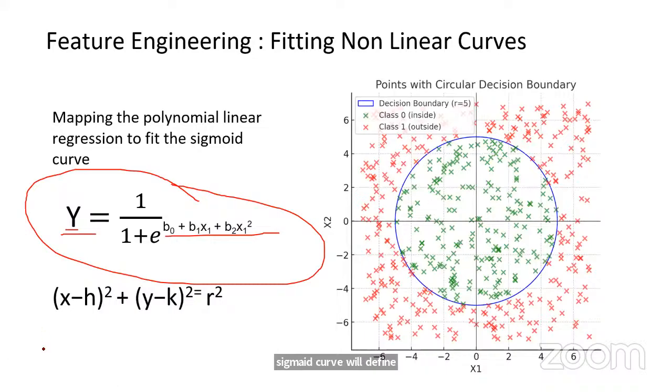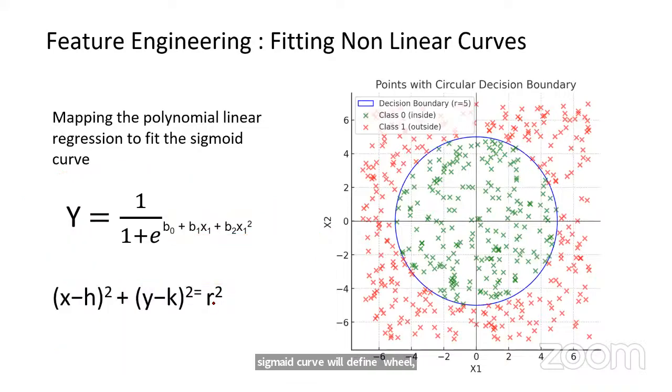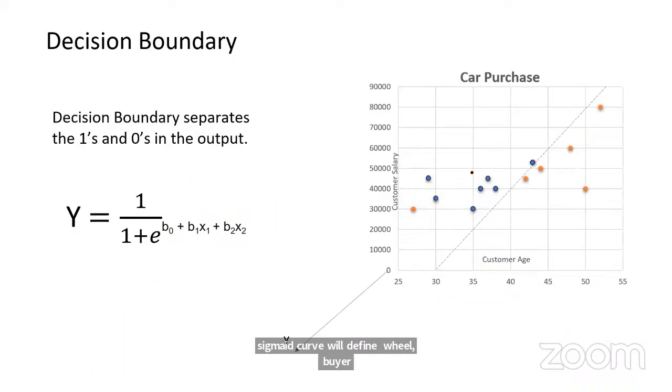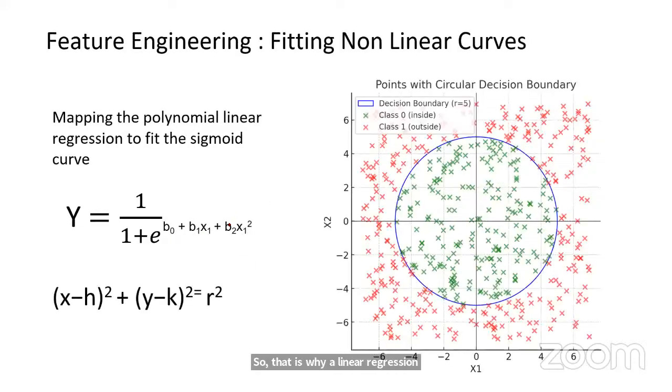So in order to fit a non-linear decision boundary, that's why a linear regression will lead to a linear decision boundary. And if I do polynomial regression, that means I extract the features of X, I can also achieve a circular decision boundary. Okay, because the equation of a circle is like this, right? X square plus y square equal to r square.